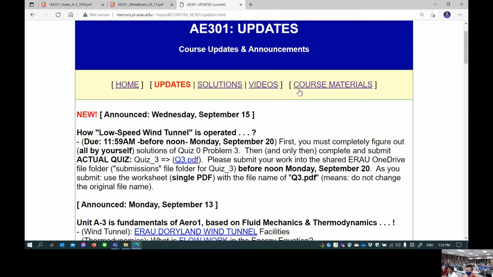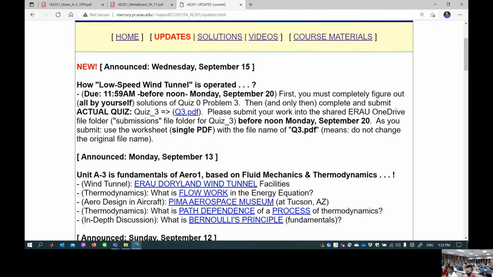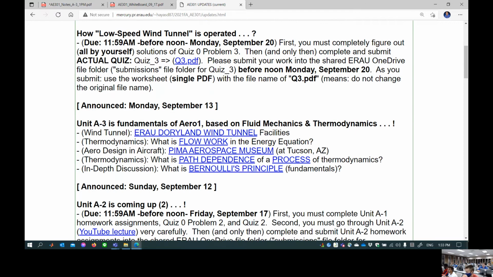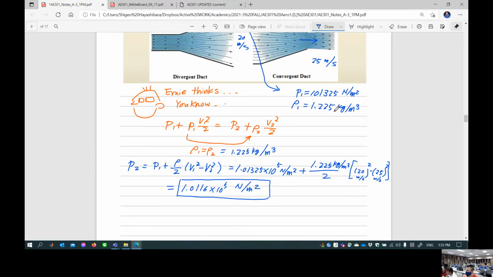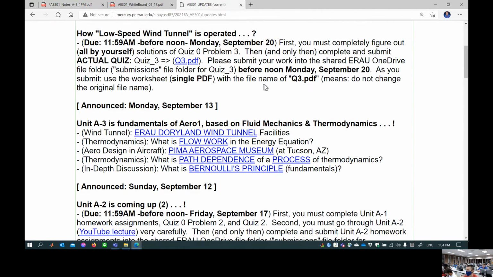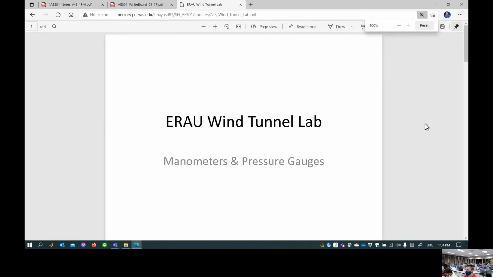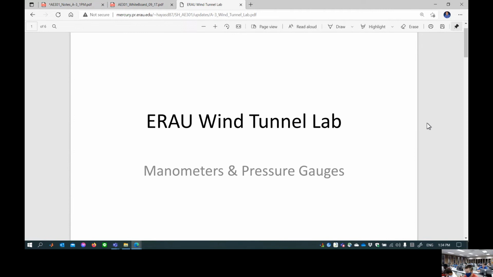Go ahead, questions. Can you go back really quick to the slide? You don't need to take notes for this. I mean, this is plug and chug. Ronnie did it. Even the mascot bird can do this. Okay, anyways, let's just visit the wind tunnel today, the ERAU wind tunnel.